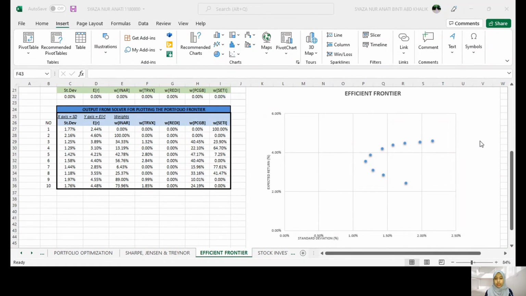As you can see from the screen, it shows the efficient frontier graph and it indicates the graph that has been plotted. An efficient frontier is a graph that plots the expected return on a portfolio of investment on the y-axis and its risk as measured by its standard deviation on the x-axis. It demonstrates the risk and return trade-off of a portfolio and helps us visualize the efficient portfolio. From the graph, we can see that IHH Healthcare Company indicates the lowest expected return, which is 2.44%, while the Metron Company recorded the highest expected return, which is 4.60%.